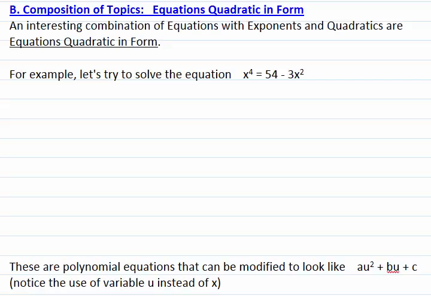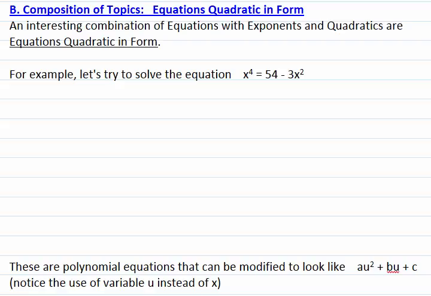Welcome to a lesson on solving equations quadratic in form. Quadratic in form equations are an interesting combination of equations with exponents and quadratics. They are polynomial equations that can be modified to look like au squared plus bu plus c. Notice that instead of x, I have used u in the place of the variable.